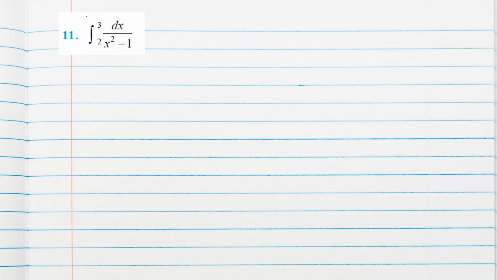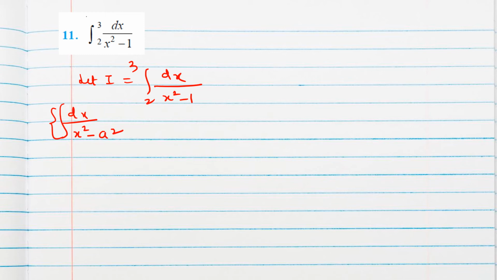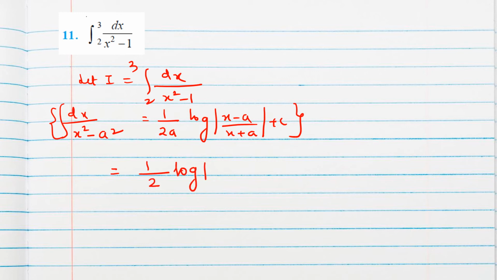Question 11. Let the integral be I. Now this is one of the six formulae we have, the dx by x square minus a square formula. According to that formula, we can write this as 1 by 2a log of x minus a by x plus a, plus c. Now here also 1 we can write as 1 square, that means a is 1 here. So our answer will be 1 by 2 into 1, which means 1 by 2, log of x minus 1 by x plus 1, between the limits 2 to 3.